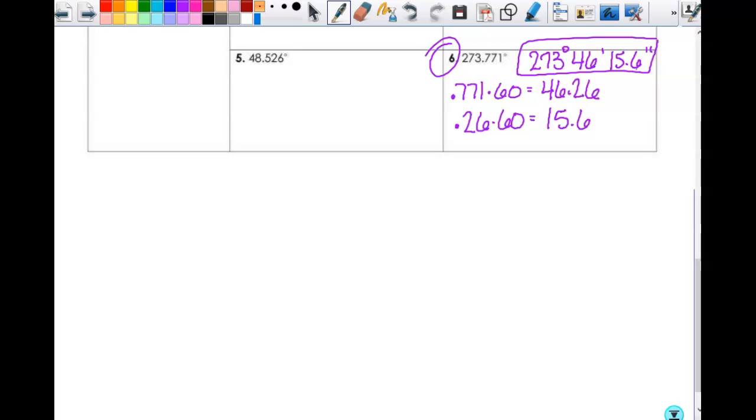Number 6. Yeah, then you just leave the decimal. Wait, so the first one can't have a decimal, right? Yes. That one cannot have a decimal, but the seconds can, yes. We're not going to break it down to milliseconds or anything like that. So the only thing that can have the decimal on it is the seconds.